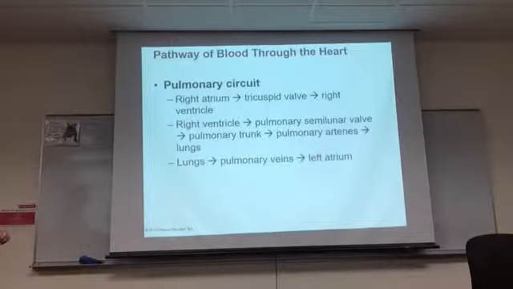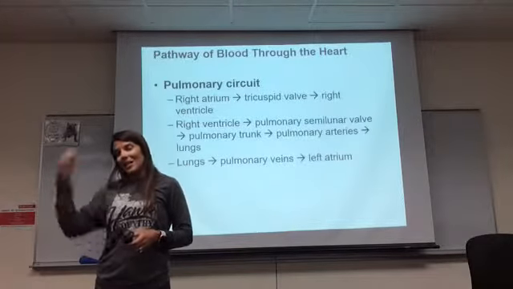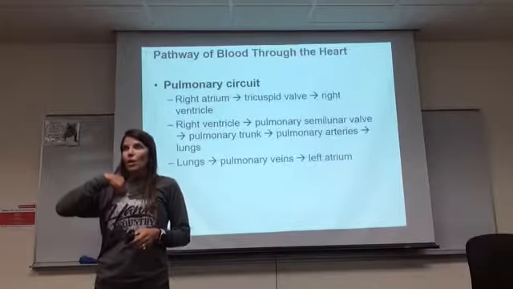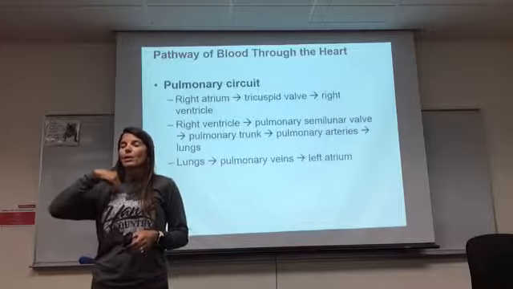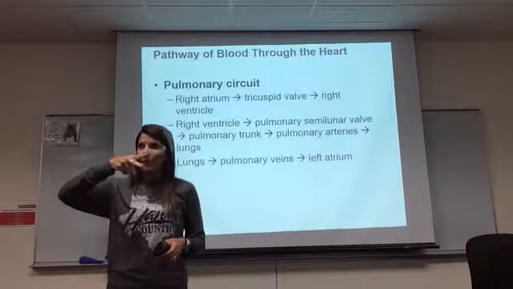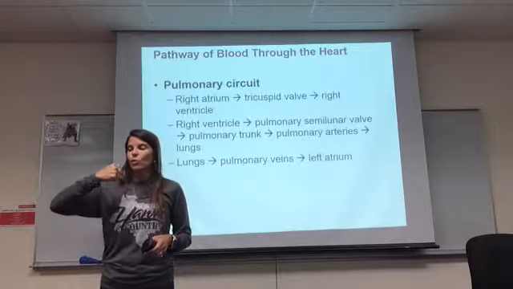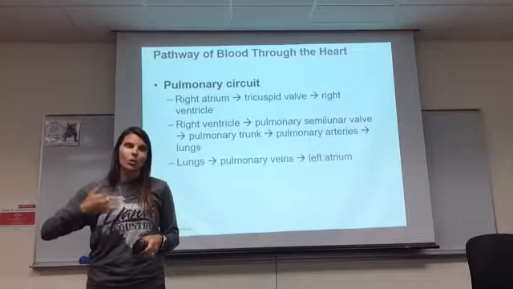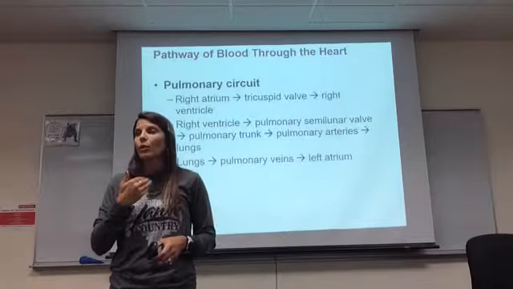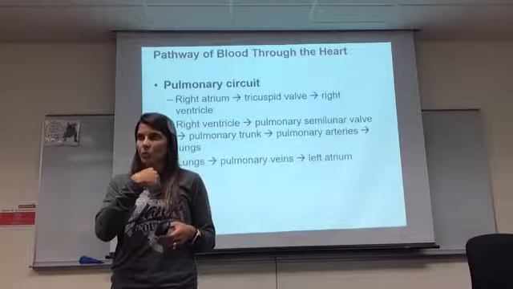Pulmonary circulation. Here it is in words from beginning to end, so get ready. So it enters the right atria. The right atria receives blood from 3 places: superior vena cava, inferior vena cava, and coronary sinus. That goes into the right atria. From the right atria, it goes through the right AV valve or tricuspid to the right ventricle. From the right ventricle, it goes through the pulmonary semilunar valve to the pulmonary trunk, which is the pulmonary arteries.